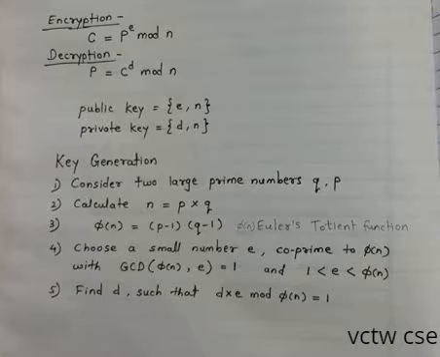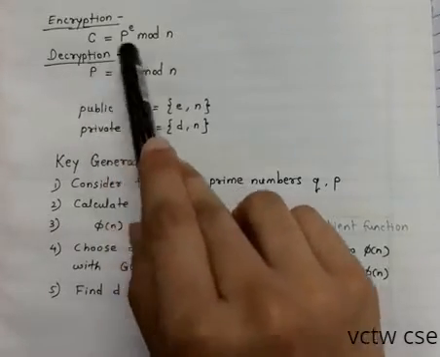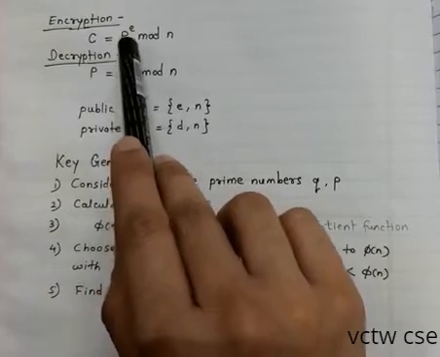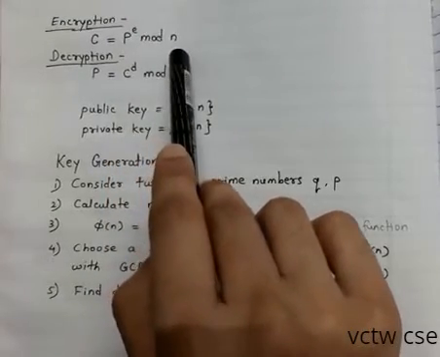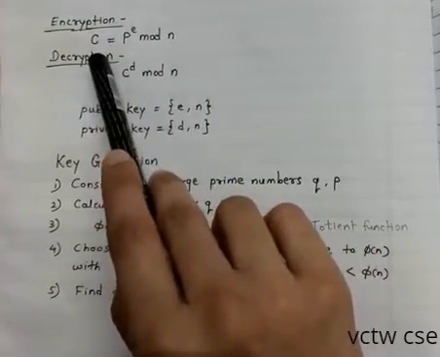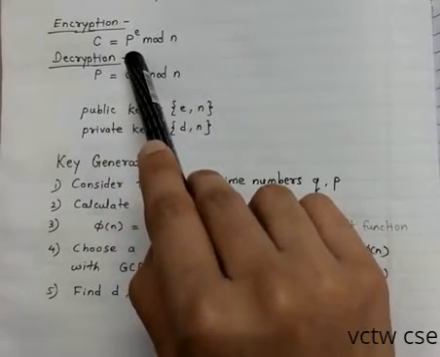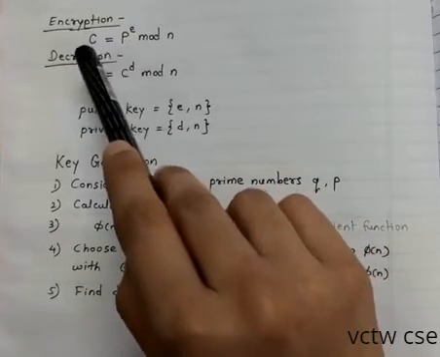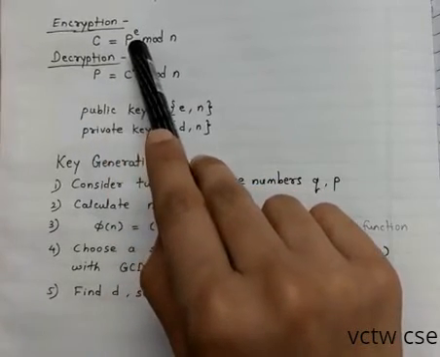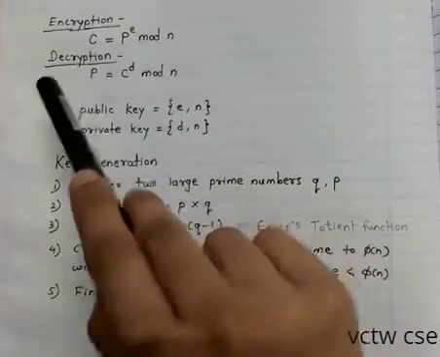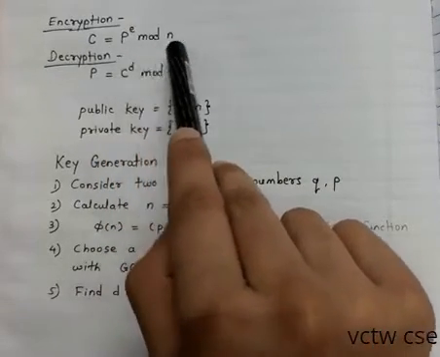Now let us see the formula for encryption and decryption using RSA algorithm. This is the formula for encryption, that is C is equal to P raised to E mod N, where C is the ciphertext and P is the plaintext message. So for encrypting we need public key. Here public key is E. So C is equal to P raised to E mod N.